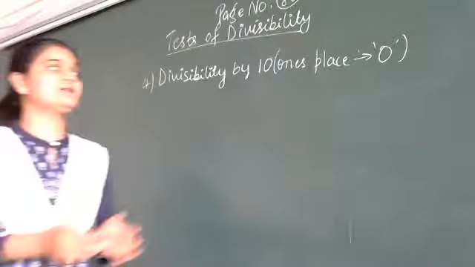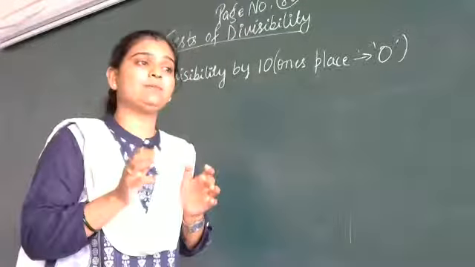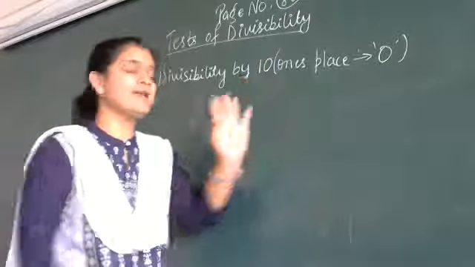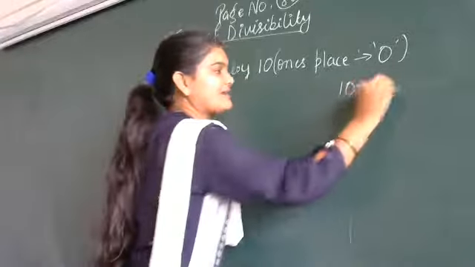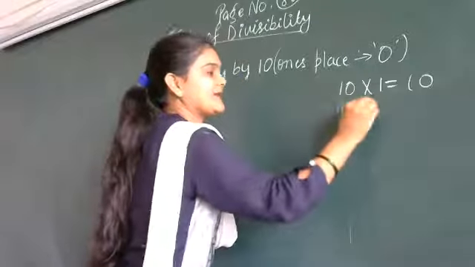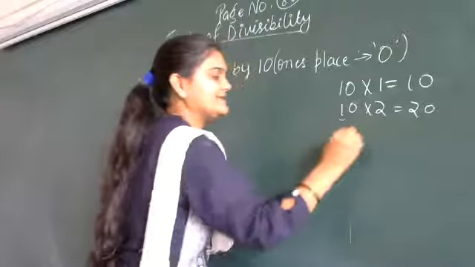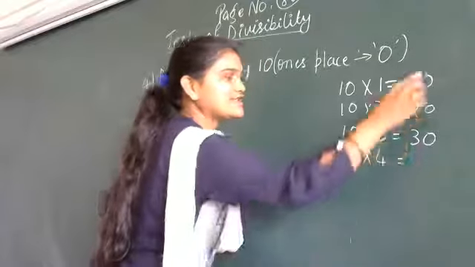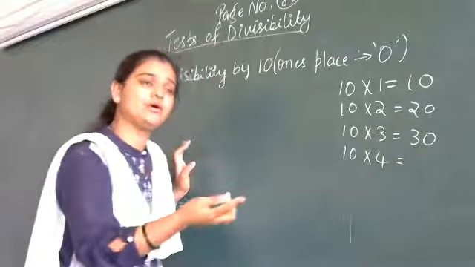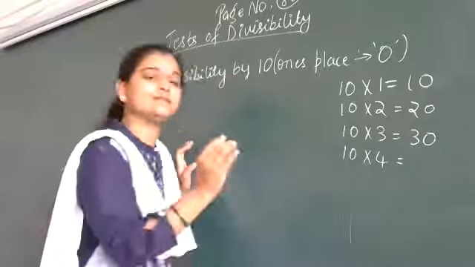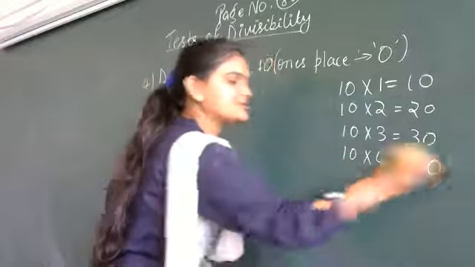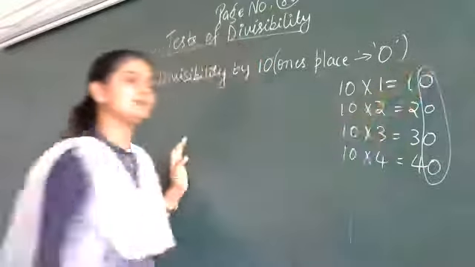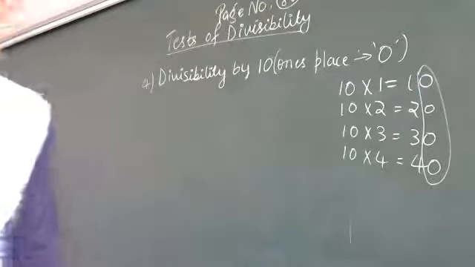When they're specifically saying that one's place should be 0, it means it is compulsory that one's place should be 0 only. Because in the tens table we have 10 ones are 10, 10 twos are 20, 10 threes are 30. Anywhere, see here, is one's place anything different apart from 0? No, everything we are getting is 0 itself. 10 fours are 40. So we can see that one's place is completely 0. Yes or no?